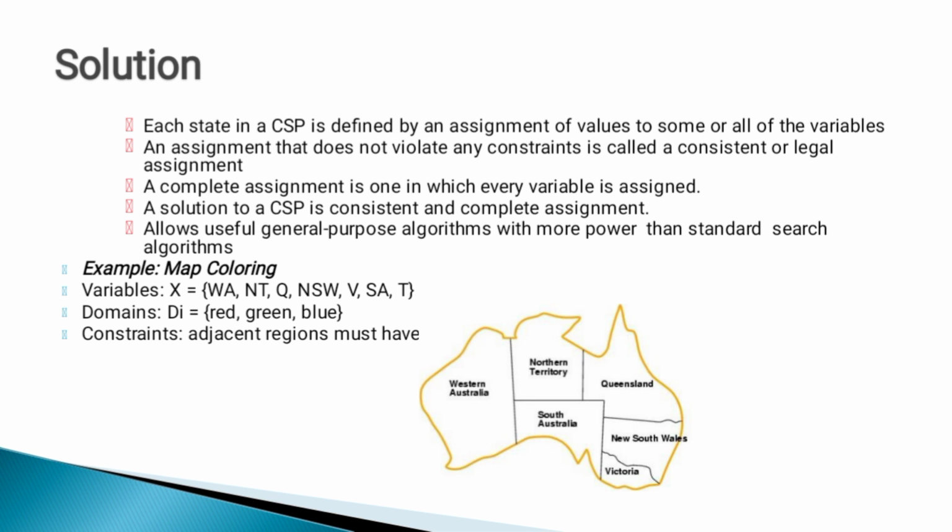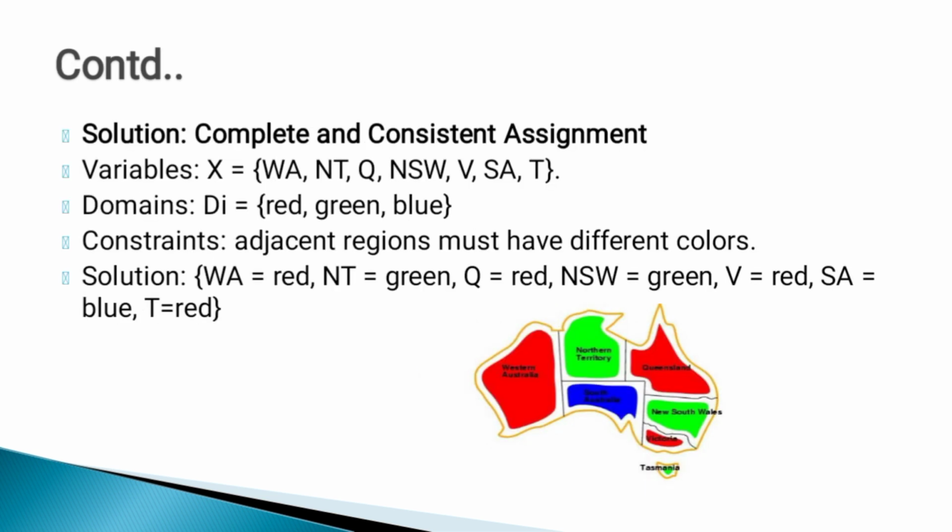Here I have given one graph, that is map coloring. Here the variables are WA, NT, Q, NSW, V, SA, and T. WA stands for Western Australia, NT for Northern Territory, Q for Queensland, NSW for New South Wales, V for Victoria, and SA for South Australia. Then the domain Di is red, green, blue. Then the constraint is that adjacent regions must have different colors.